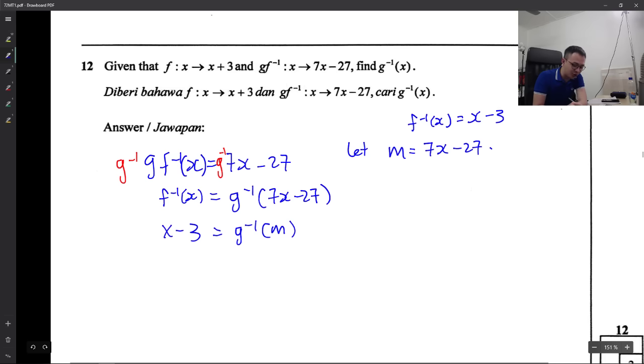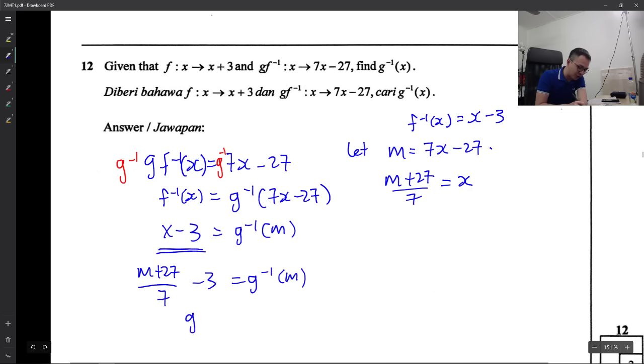So in order to get g inverse x, I need the other side to be in terms of m, right? So I will make x the subject. m plus 27 over 7 equals x. Isn't it? So I will substitute this in. m plus 27 over 7 minus 3 equals g inverse m. If you want to join it together, you can always do that. Minus 3 means minus 21, right? So m plus 27 minus 21, you get 6, right? Over 7. Therefore, g inverse x will equal x plus 6 over 7.